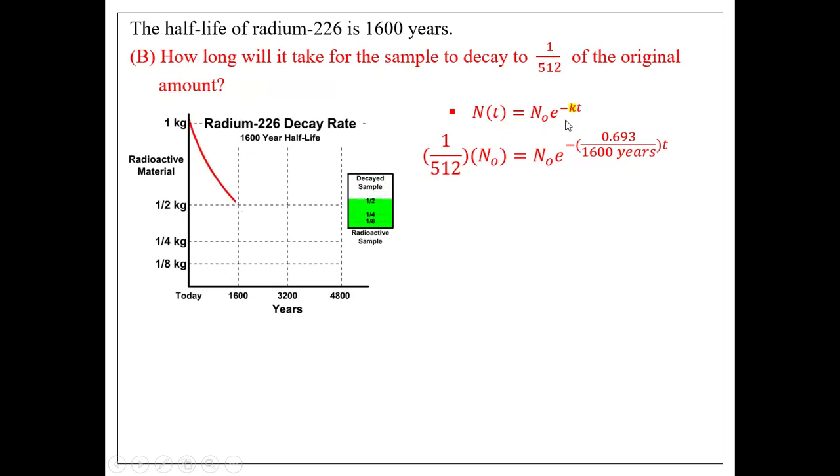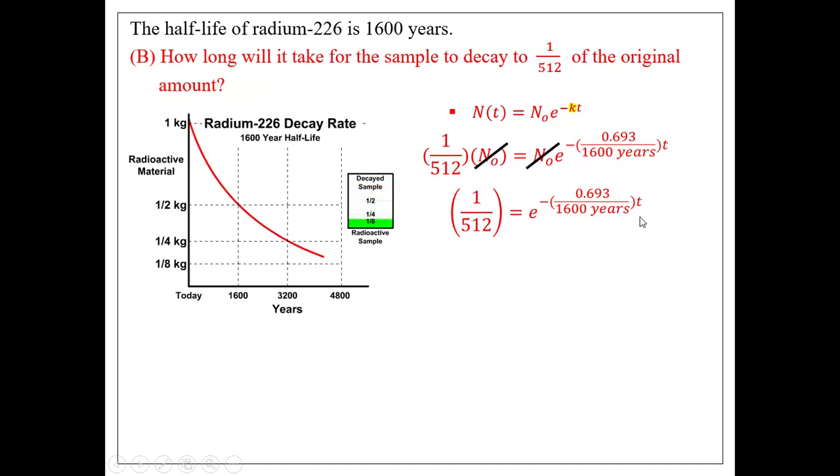On the right side, all I did was substitute out k for 0.693 divided by the half-life time, which is given to us here in the wording. It says this particular radium 226 splits every 1,600 years. So that's how much the half-life time is. N naught cancels out on both sides, and the only thing left on the left side is 1 over 512, and on the right side it's e to the negative 0.693 divided by 1,600 and then times t.